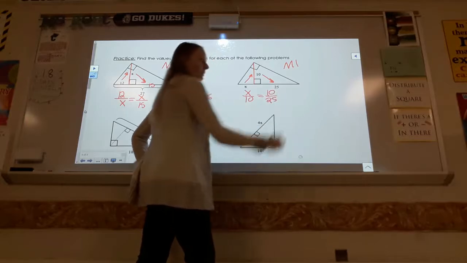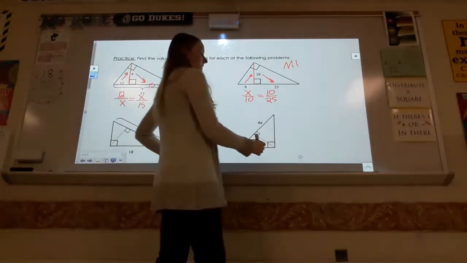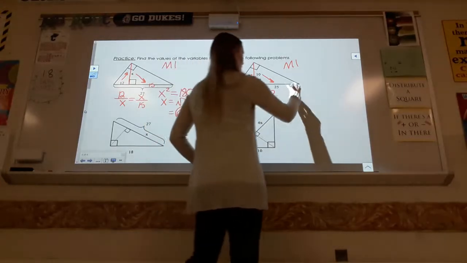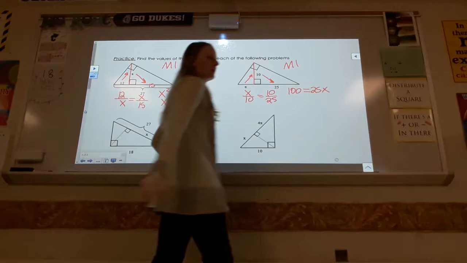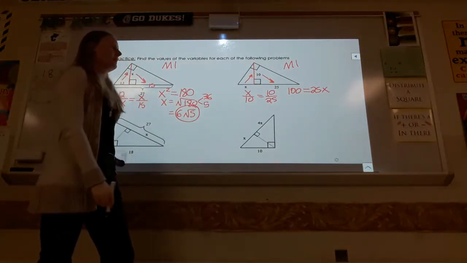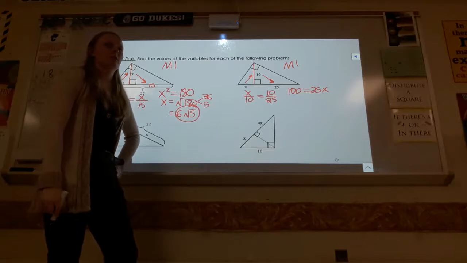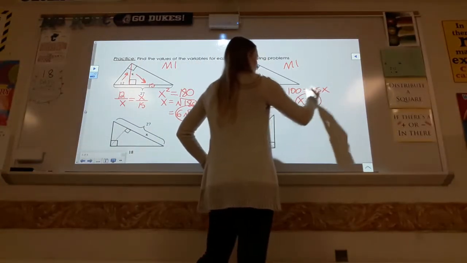They had the pieces broken up for you already. Okay? So, say again. 100 equals 25x. So this one doesn't involve squaring. You don't always get squares when you do these problems. So then how would you solve for x? Divide by 25, x is equal to 4.